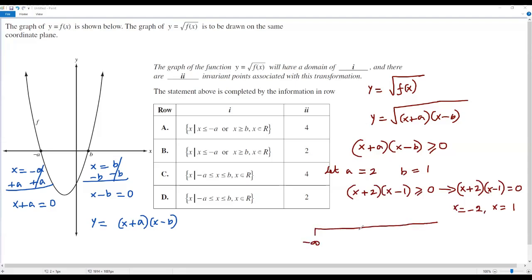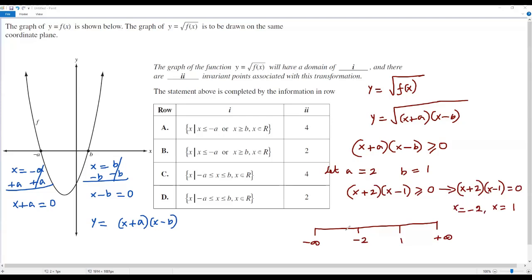On the left extreme we have negative infinity, then negative 2, positive 1, and the right extreme is positive infinity. We have three intervals: negative infinity to negative 2, negative 2 to positive 1, and 1 to positive infinity. Here x can be negative 2 and x can be 1, because when I plug in x equal to negative 2 it becomes 0, and 0 times anything is 0. It's not only greater than, it's greater than or equal to, so this can be equal to 0. Similarly, x can be 1, because plugging in x equal to 1 gives 0. Let's check which of these intervals works with this inequality.